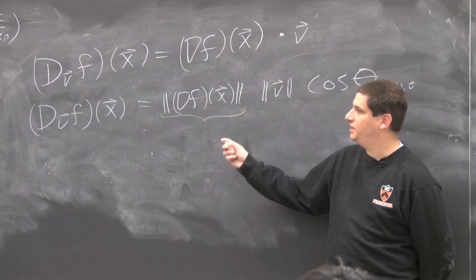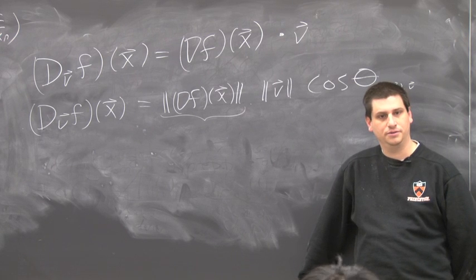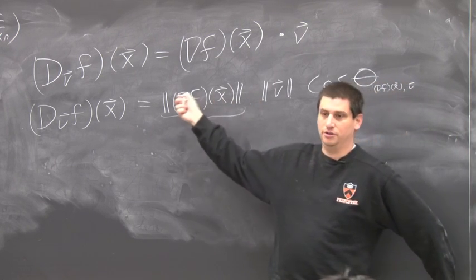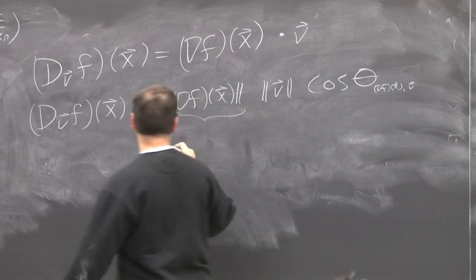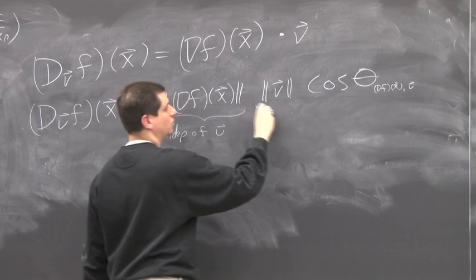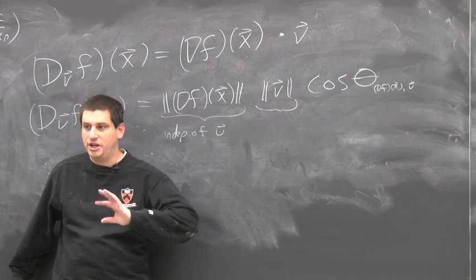As I change v, do I see any change in the gradient of f at x? Does that magnitude change as I vary v? Does this depend on v at all? No, this is independent of v. What about the length of v? Does that change as I change v?